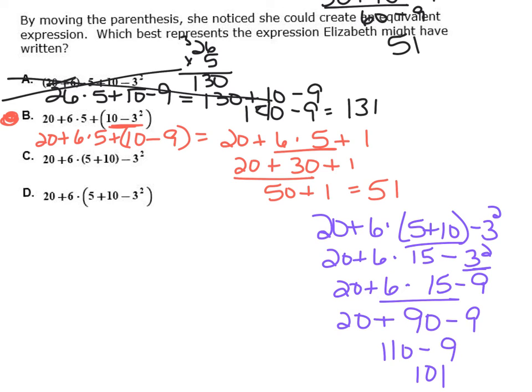So that's not my answer. Oops, that's not my answer. So we're going to go ahead and cross that out. And let's do the last one, which is letter D. And we're doing all of them to make sure B is the correct answer, because we could have made a mistake.